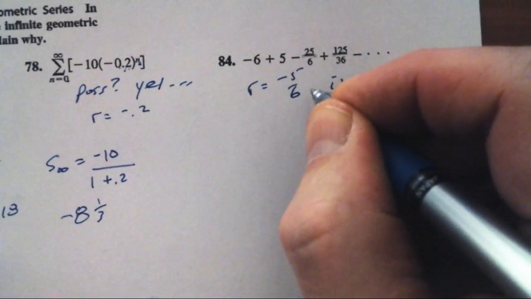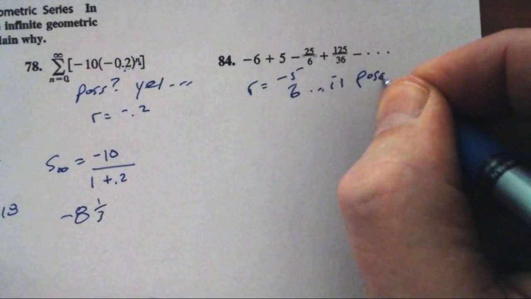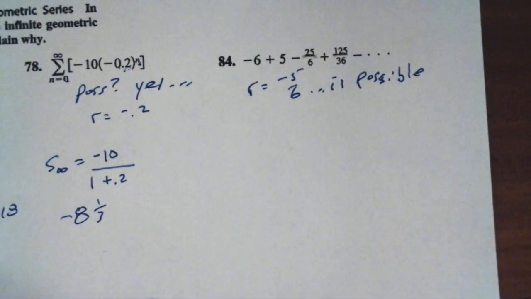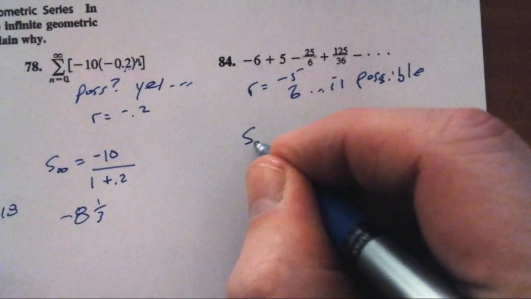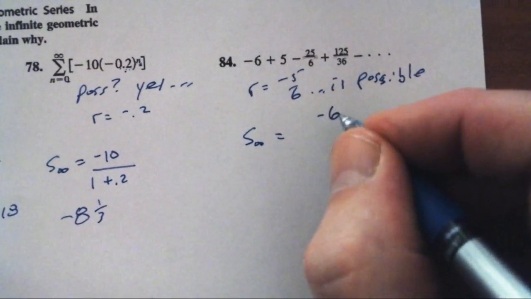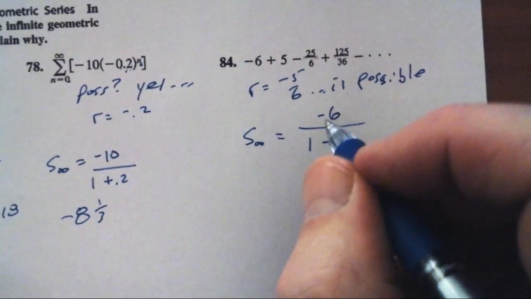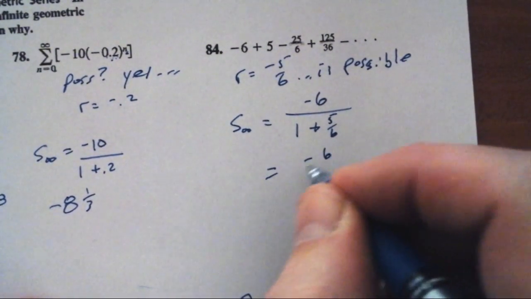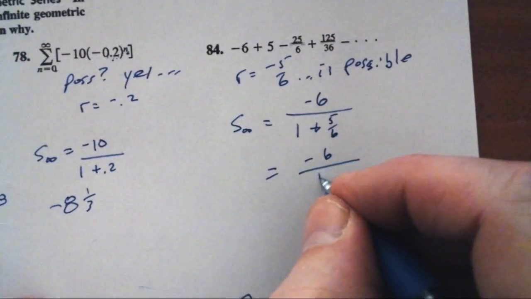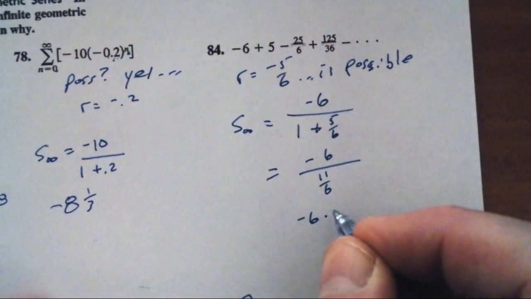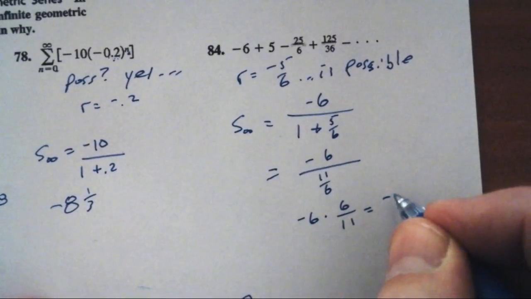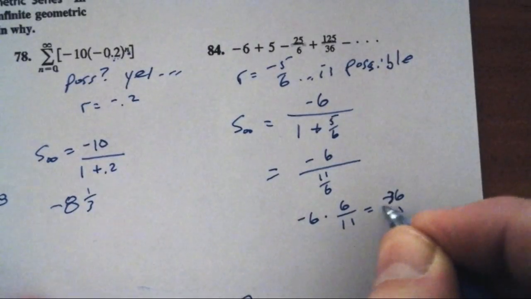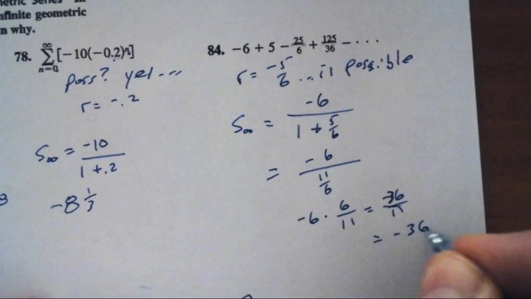This is possible. Can't stress that enough. If it was negative 6/5, it wouldn't even be possible. So our sum of the infinity terms is the first term, negative 6, on 1 minus negative 5/6. That's 1 plus 5/6. That is negative 6 divided by 6/6 and 5/6, 11/6, or negative 6 times 6 on 11, or negative 36 on 11. It's terrible. Negative 36 on 11.